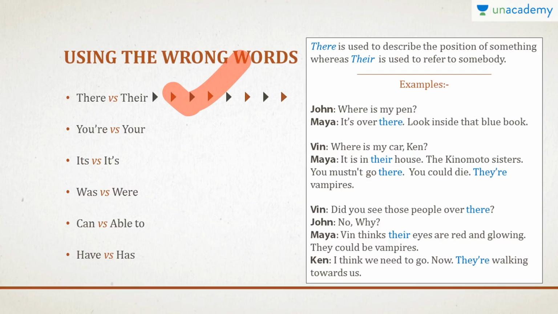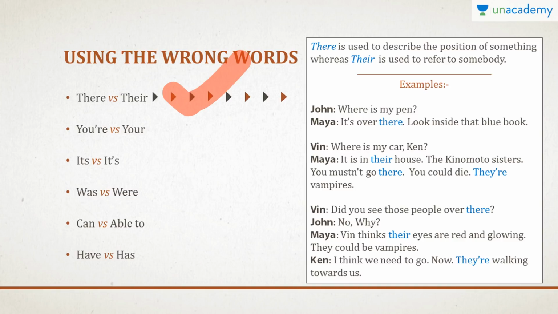Then we have Vin, who is asking Maya. Oh, it should be Maya, not Ken over there. Where is my car, Maya? And Maya replies, it's in their house, the Kinomoto sisters. You mustn't go there. You could die. They are vampires. You can see in this example that their, there, and they're all sound one and the same.